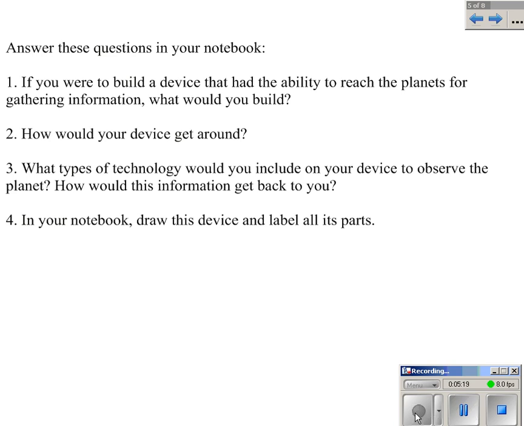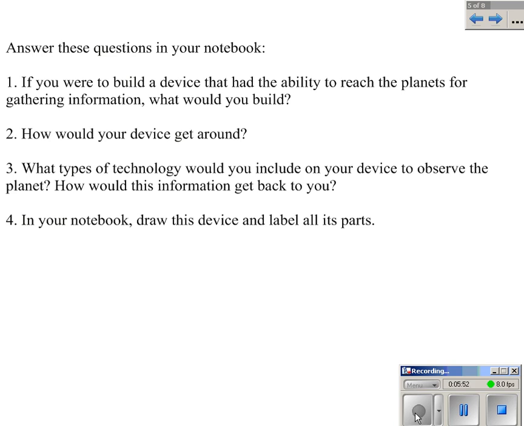So I want you to take a little time and answer these questions in your notebook before we move on. Number 1, if you were to build a device that had the ability to reach the planets for gathering information, what would you build? Number 2, how would your device get around? Number 3, what types of technology would you include on your device to observe the planet? How would this information get back to you? Number 4, in your notebook, draw this device and label its parts.